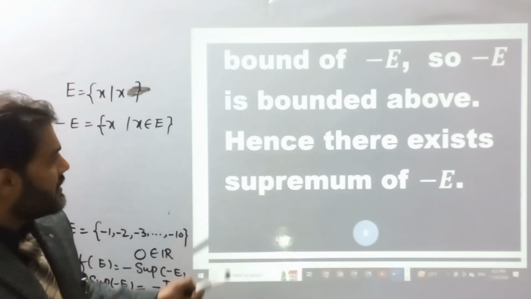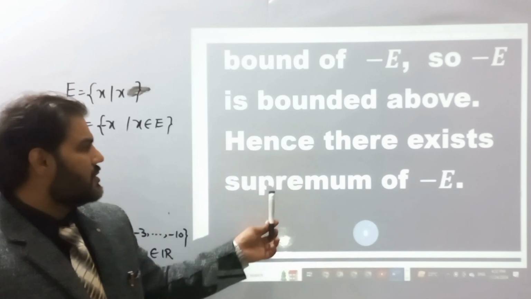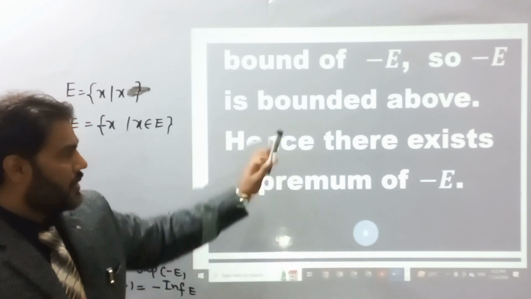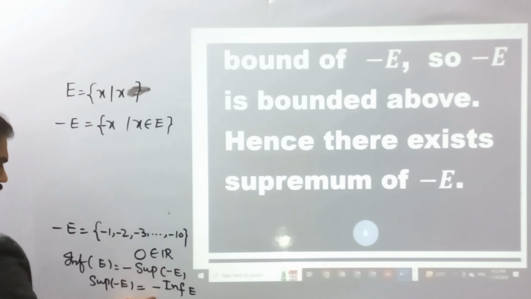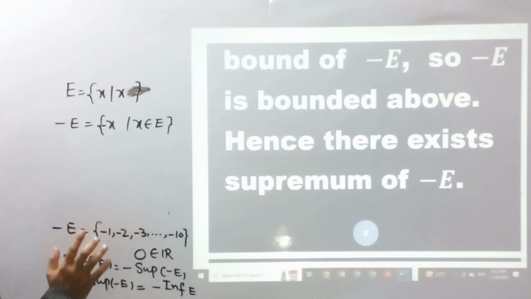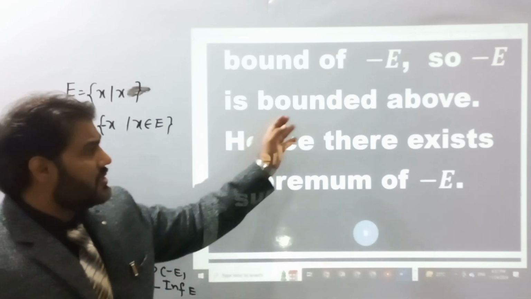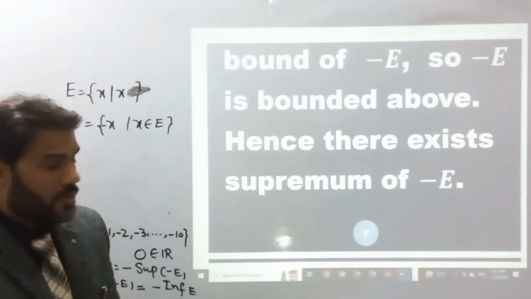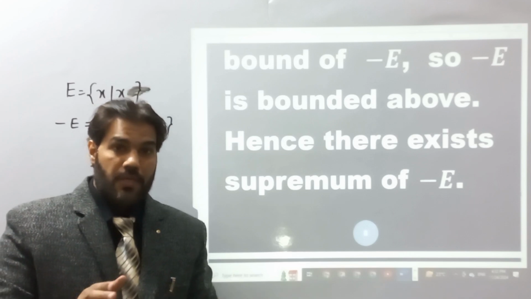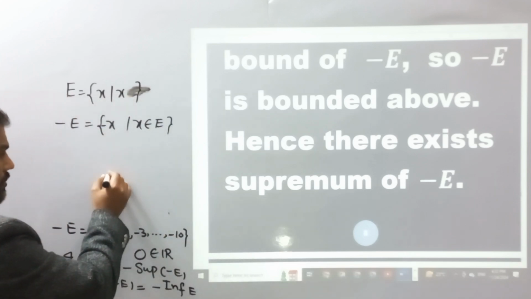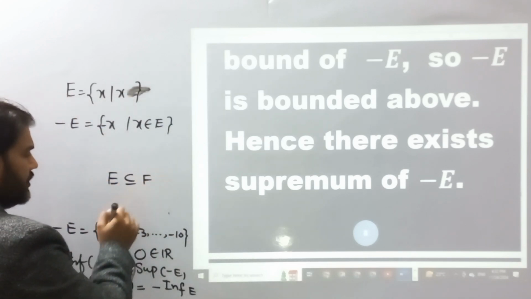In the second task, this is our first task, that is complete. Next we have to show this property, infimum of E is equal to minus supremum of minus E. As minus E is bounded above and E is a subset of complete ordered field F.